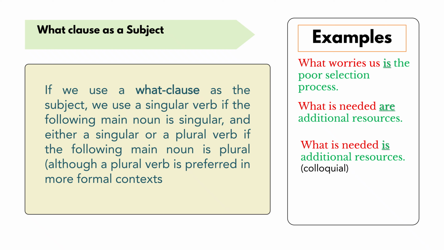What worries us? Now, this is all with what clauses. What worries us is the poor selection process. What is needed are additional resources. You see, you've got additional resources here, and you've got "are" because we're talking about additional resources. What is needed are additional resources.